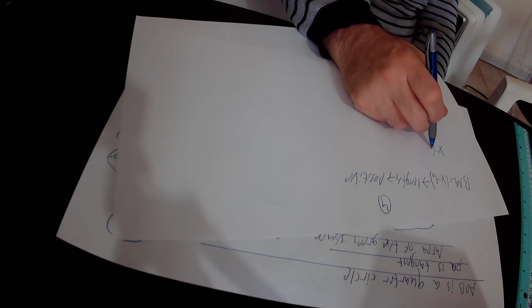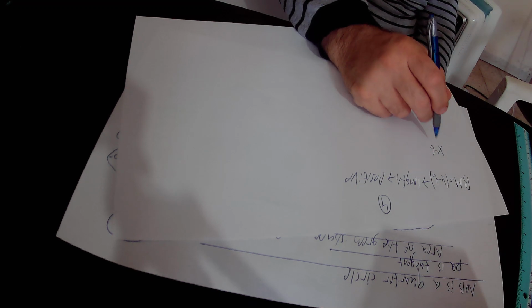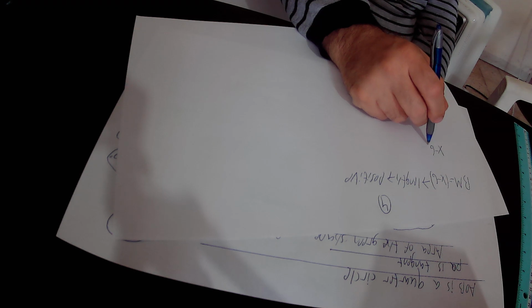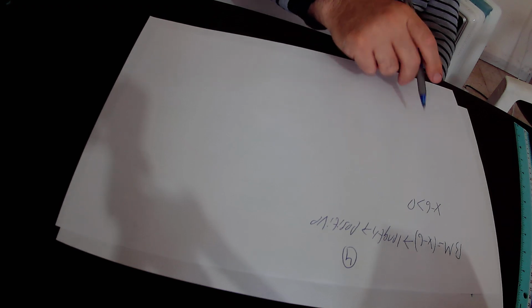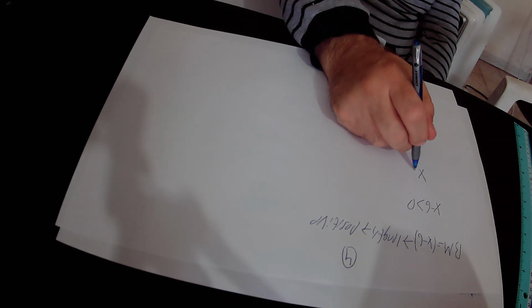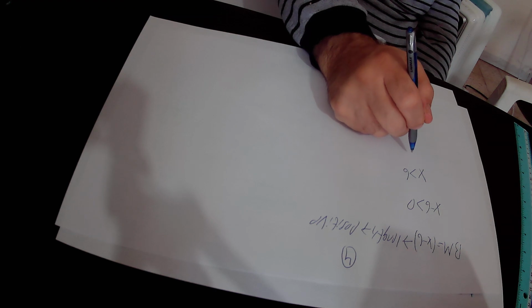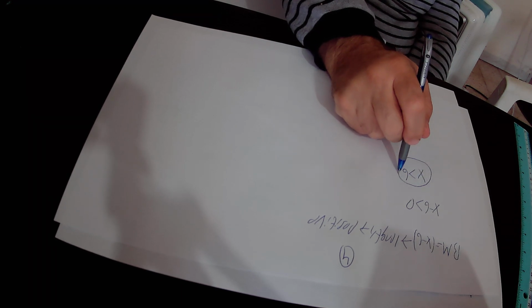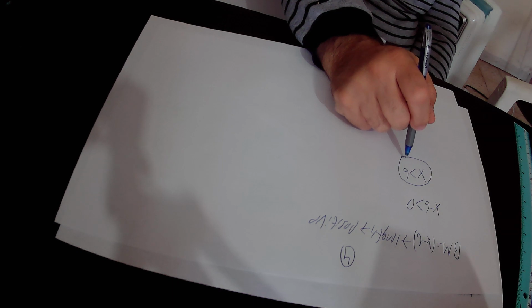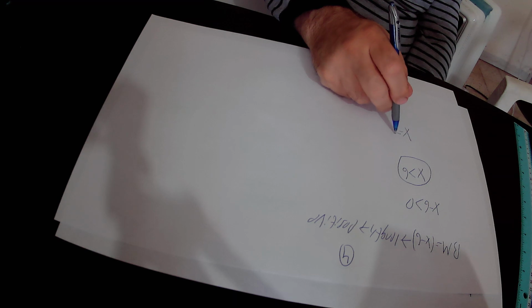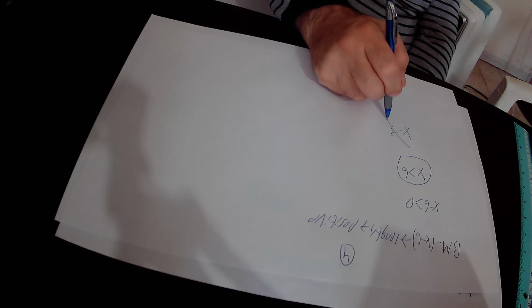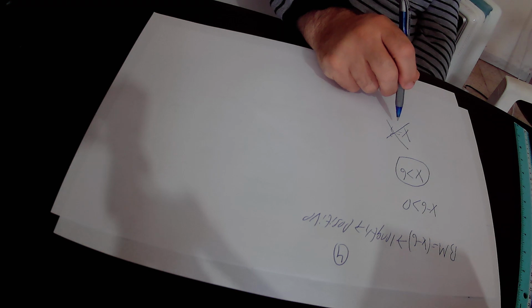That is to say, x minus 6, that is the length of line BM, must be positive. That is to say, it must be greater than 0. If x minus 6 is greater than 0, it means that x is greater than 6. If x must be greater than 6, x cannot be equal to 3. So we cancel this solution, because 3 is less than 6.